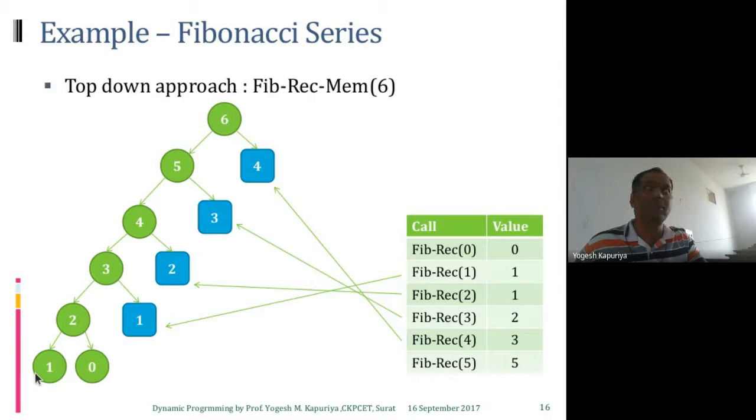Then from here it returns something. So then it goes back to 2. Then it makes another call to 0. From here it returns. From here it returns. Then it makes another call to 1.